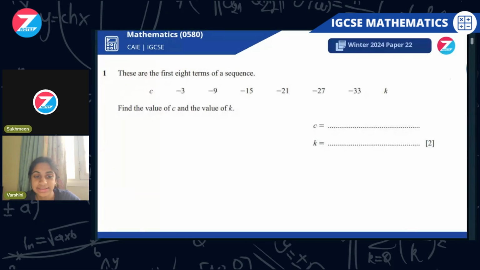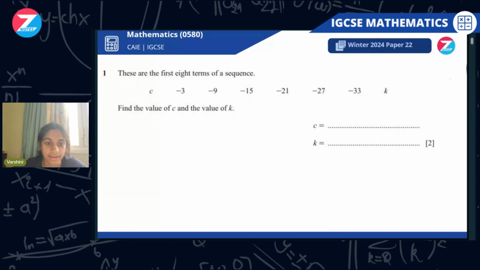Okay, so first we need to find the difference between each of these terms. And so we can see minus 3 and minus 9. So to find the difference, we just need to subtract the second term from the first term. So it's going to be minus 9 minus 3. And you can just put this in your calculator or you can do it in your head. But if you're putting it in your calculator, don't forget to add the signs. So you'll get minus 6 as the difference.